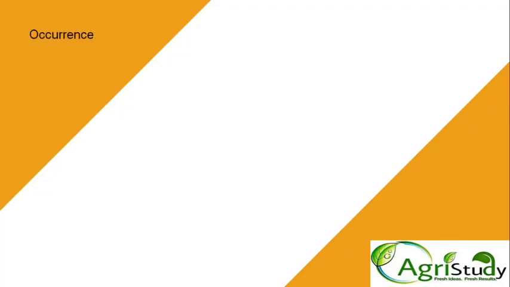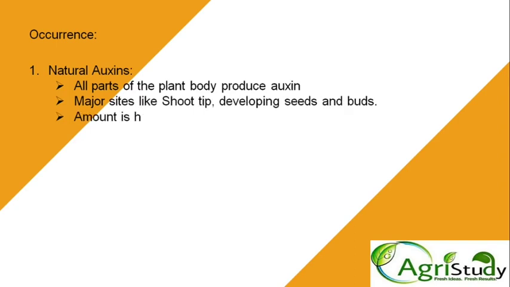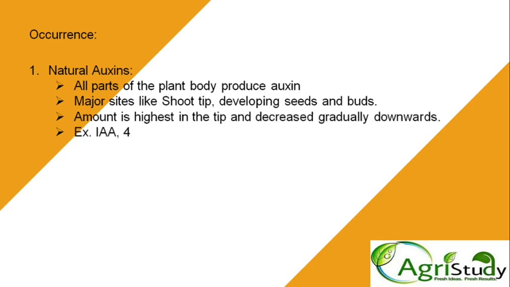Okay, we have completed the biosynthesis. Let's see the occurrence. Where does this auxin occur? It occurs normally in all parts of the plant body. All parts of the plant body produce auxin, and the major sites of synthesis are the shoot tip, developing seeds, and buds. Shoot tips are where the actual growth takes place. The amount of auxin is very high in the tip part, and from the tip, the concentration of auxin starts to decline.